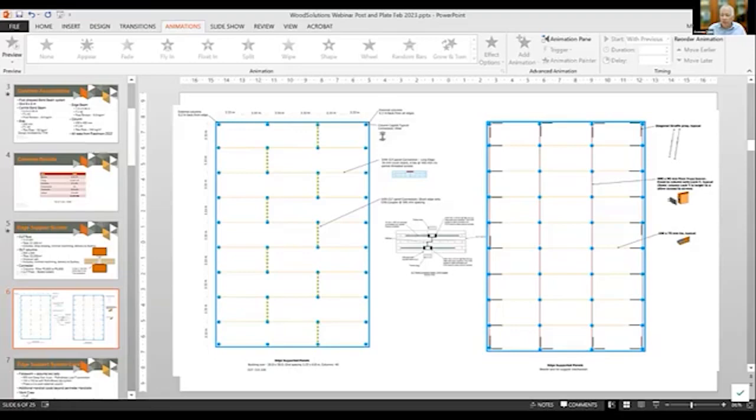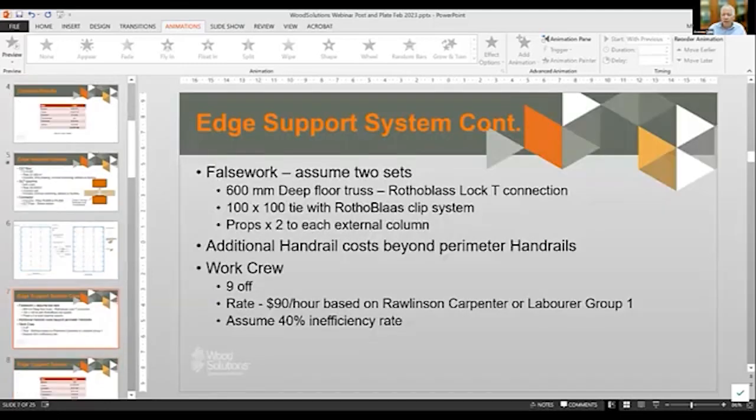This one we used a temporary prop system, similar to Brock Commons again, which is just the space between the columns. In that, we assumed there were two sets of formwork being used, so that they were leapfrogging up the building. Additional handrails were added, as we've seen before, because we have to meet the safety requirements of getting on top of the platform and putting the screws in. Crew of nine, and the rate we used is $90 per hour from Rawlinson for Sydney.